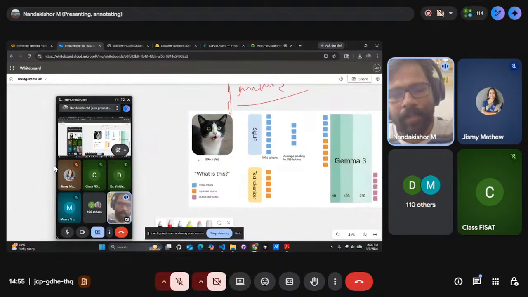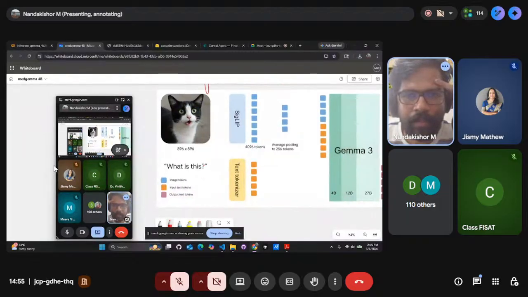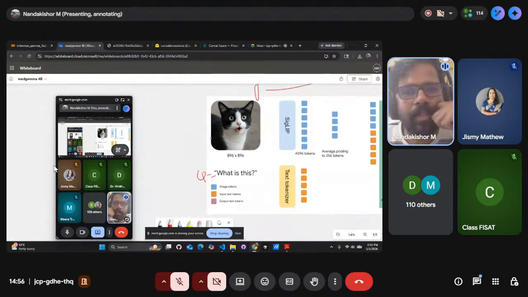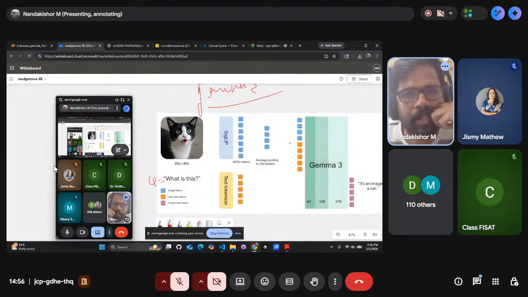So you have an image. How do transformers understand an image? You have text, obviously. You convert it to tokens, text tokenization, and give it to Gemma. This is what we call the query, the question. Then how will you actually understand an image? How do transformers understand an image in the first place?